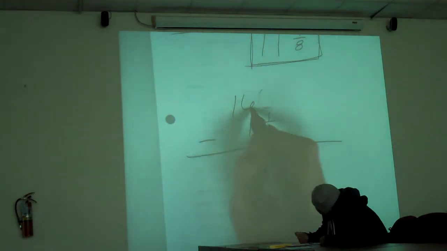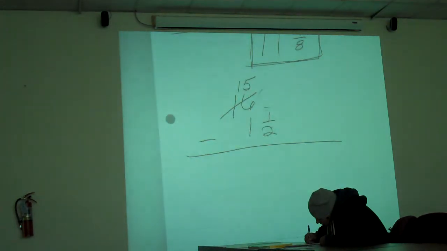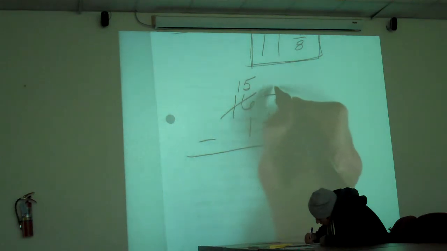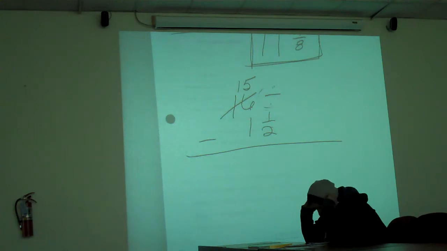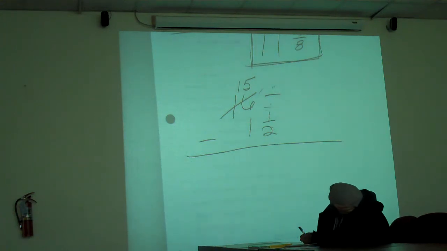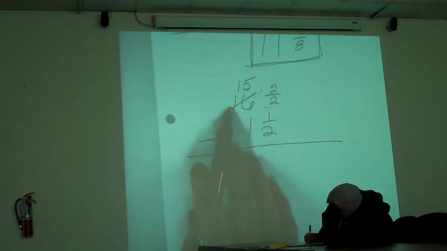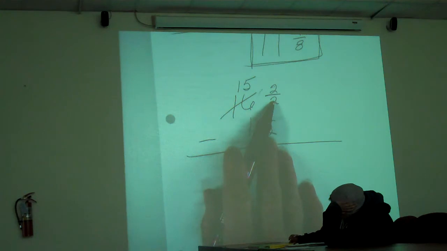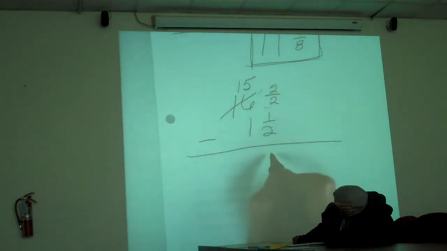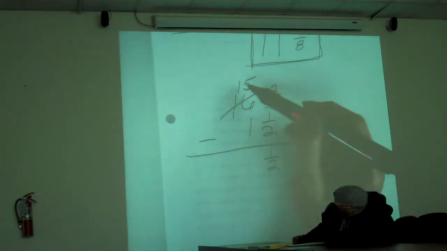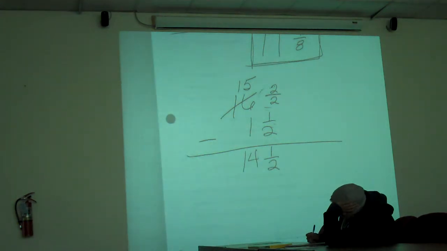Okay, so we're going to take one of these pizzas here, take one of those pizzas and put it over here as a number. We're going to cut it in half because we're going to eat half of one of them, right? We're going to have it as 2 halves. 16 is the same as 15 and 2/2, right? So now we can subtract it. 2/2 minus 1/2 is 1/2. And then 15 minus 1 is the 14. So we have 14 and a half pizzas left.